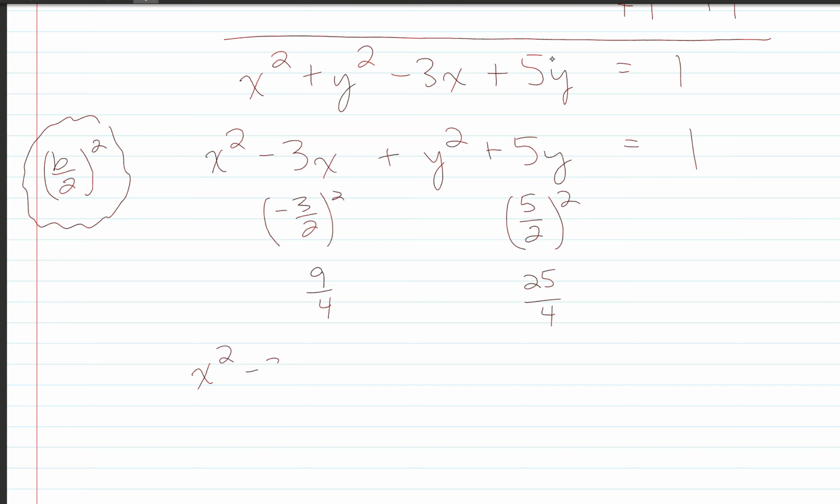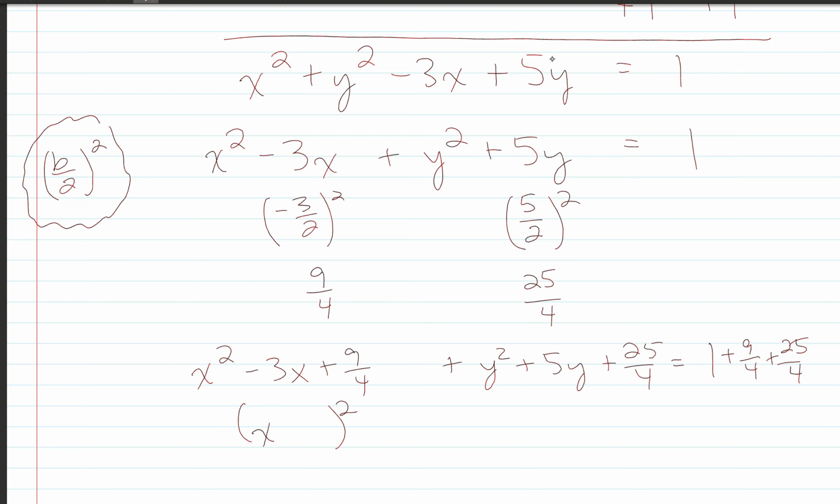So x squared minus 3x plus 9 fourths, right, plus, we'll say y squared plus 5y plus 25 fourths. And that's equal to this 1 that's still over there. But in completing the square method, we added the 9 fourths to both sides, and we also add the 25 fourths to both sides. So whatever we've created using the b over 2 squared formula, we add that to both sides of the equation. So this trinomial should be able to be rewritten as a binomial squared.